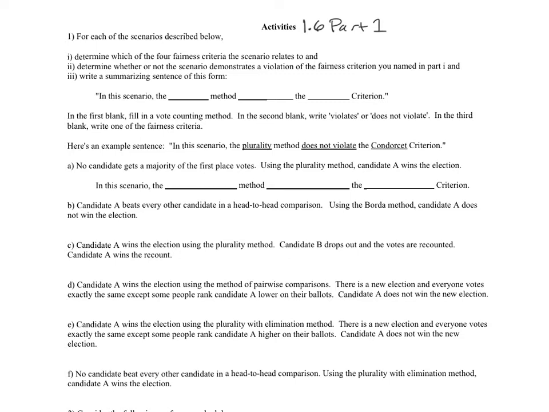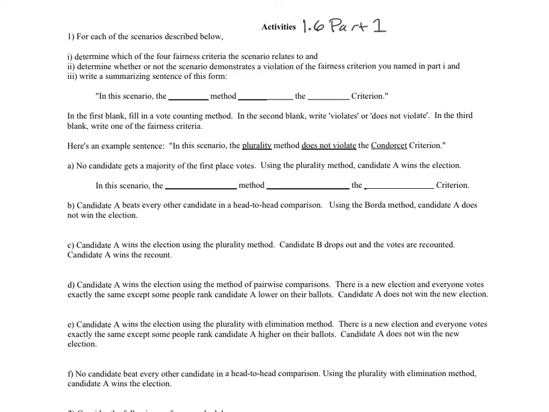In this scenario, the blank method satisfies or does not satisfy, violates or does not violate the blank criterion. Okay, so here's an example. In this scenario, the plurality method does not violate the Condorcet criterion. So we have 4 methods to choose from and 4 criteria to choose from for the first and third blanks, and then violates or does not violate in the middle.